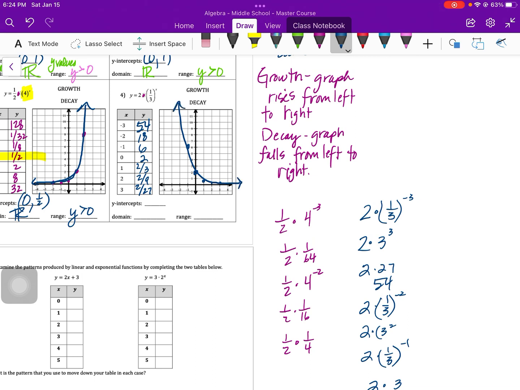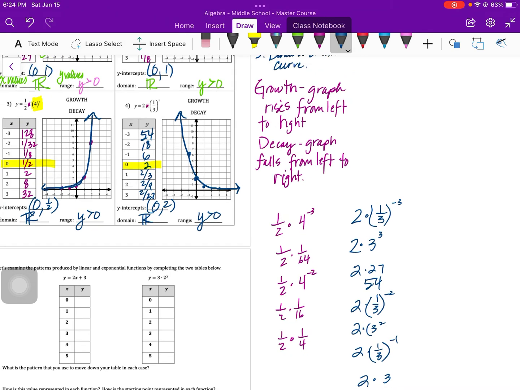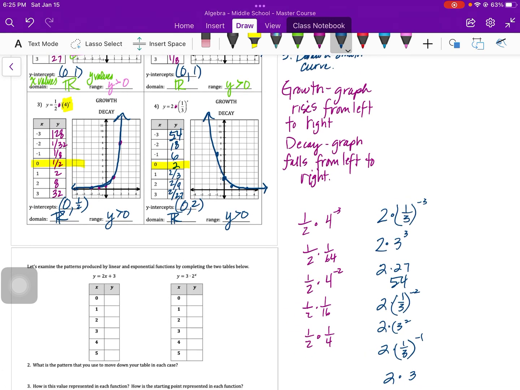Okay, so let's look at a couple of things. My y-intercept, again, is the point at which x equals 0. So I would say that is 0, 2. My domain, again, is going to be all real numbers. And my range is y is greater than 0. Okay, it looks like I forgot to discuss growth or decay on that last graph. So hopefully you've figured out that that one is a growth because the graph rises from left to right. On the other hand, this one is a decay because the graph falls from left to right.